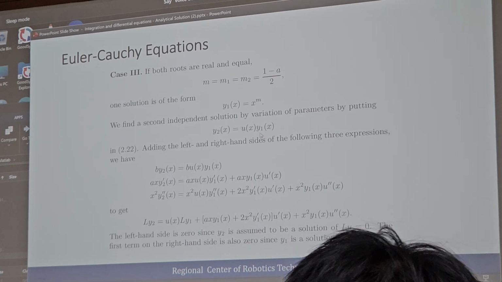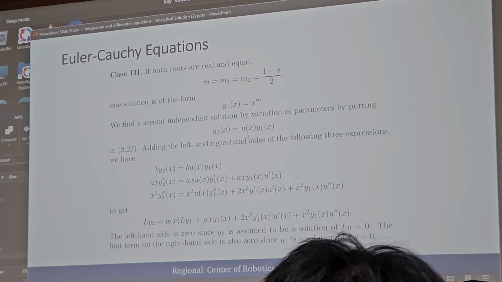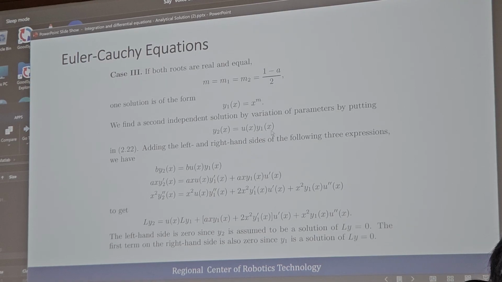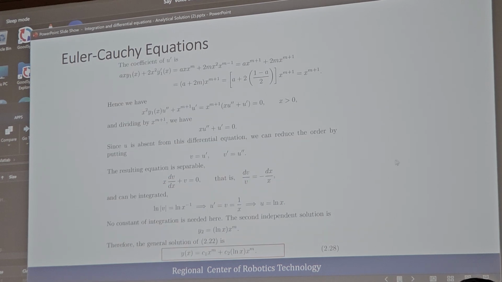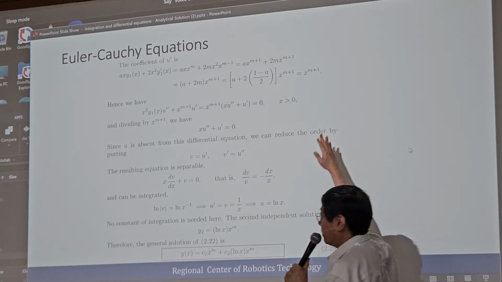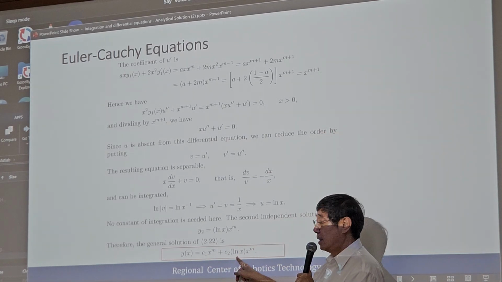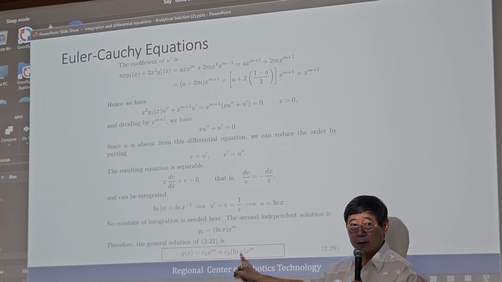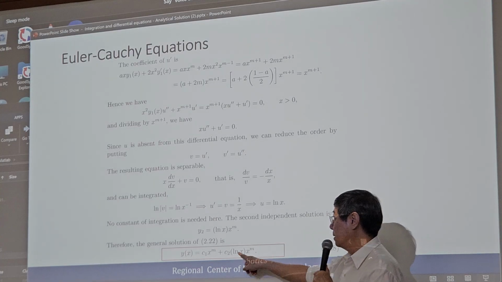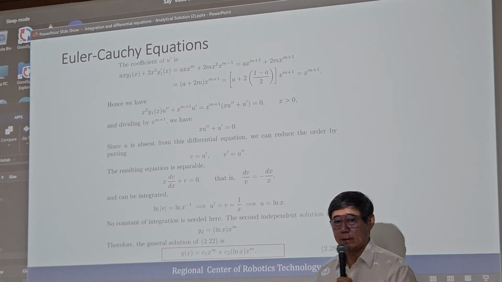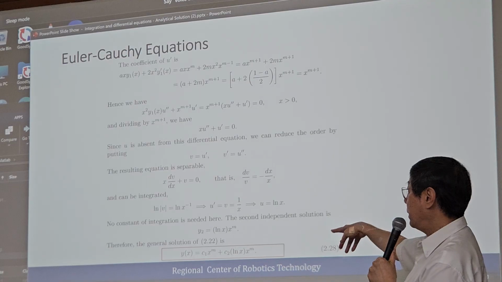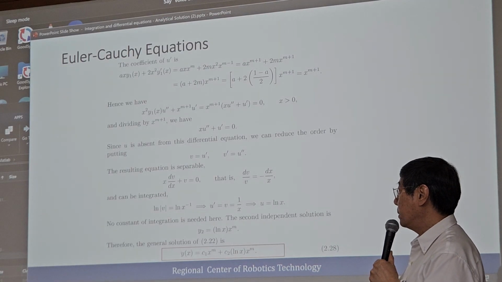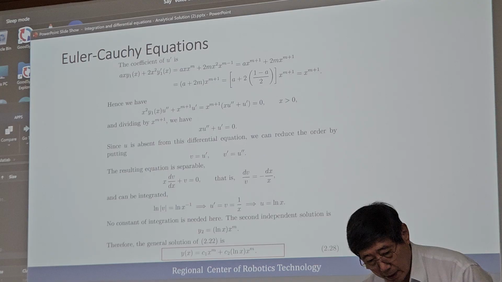Similar to the previous one, y2 is equal to u times y1. Substitute this one and you can have this. So your solution will be this one. Instead of t as before, now we have log x. This one is for the repeated root.